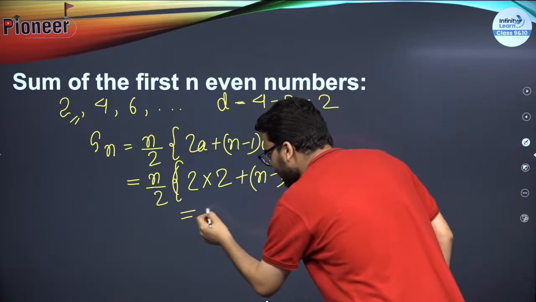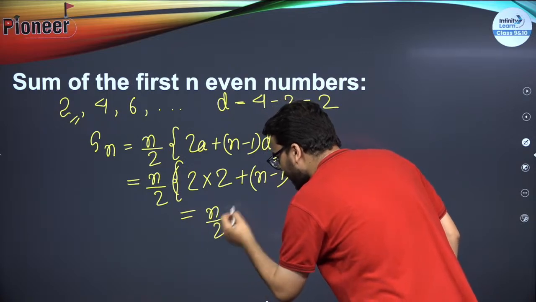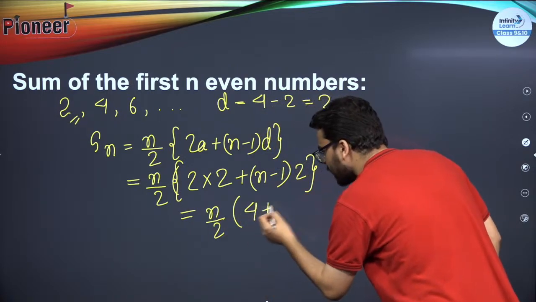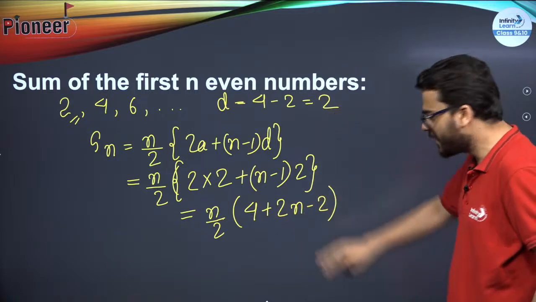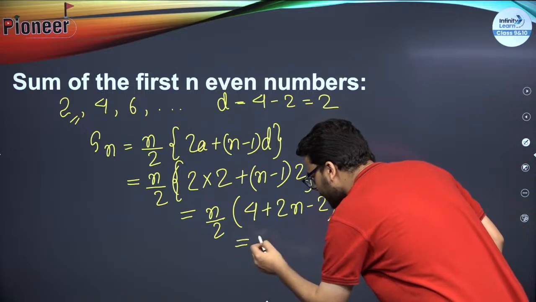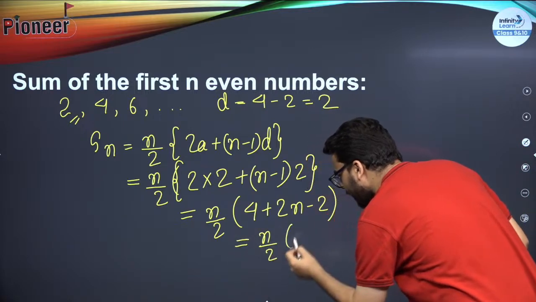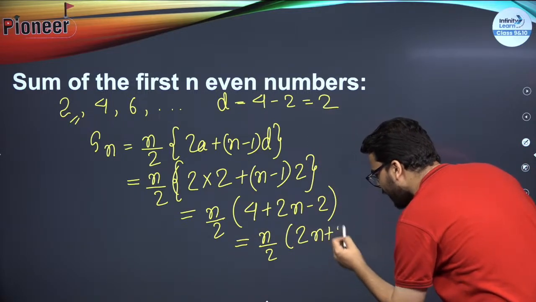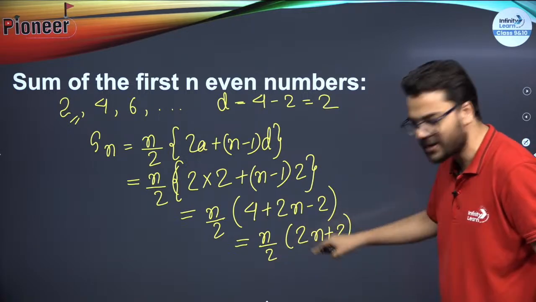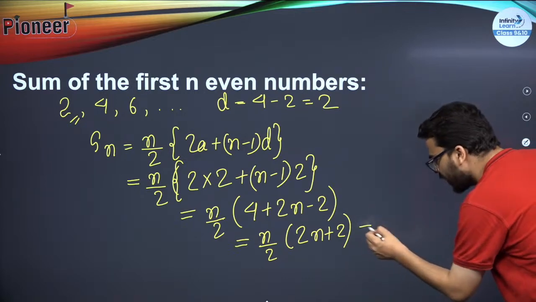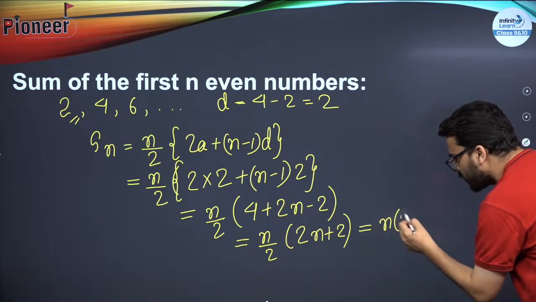So you will get n by 2, and inside the bracket you are going to get 4 plus 2n minus 2 over here. Correct? So basically you can further simplify and keep on simplifying. You are going to get 2n plus 2 over here. You can take 2 as common in the numerator, and 2 and 2 will be cancelled out. So therefore you are going to get n into n plus 1.